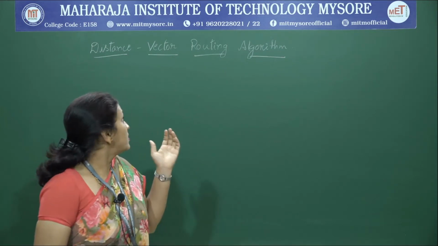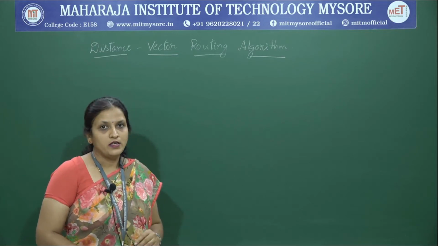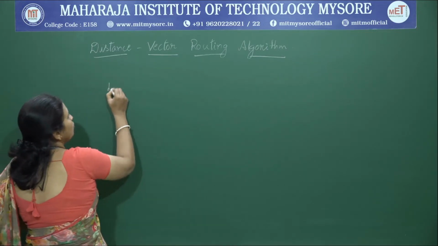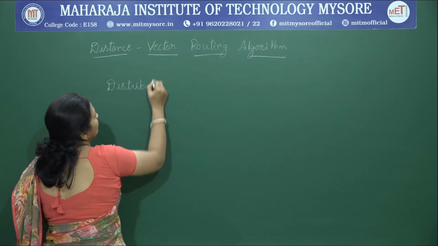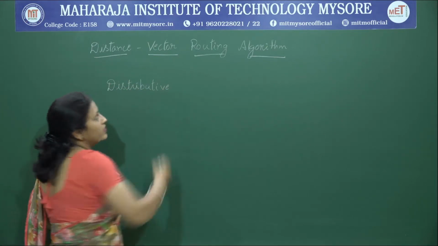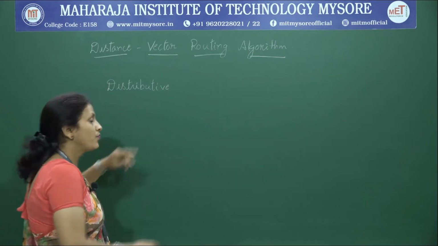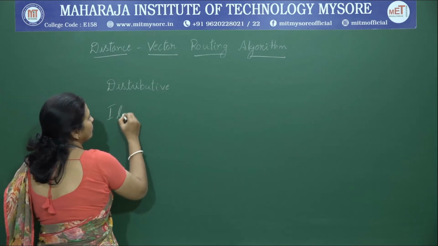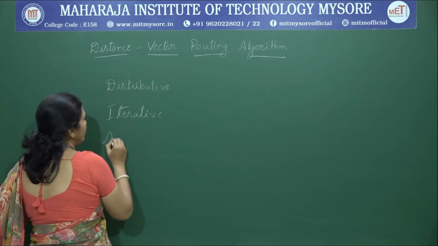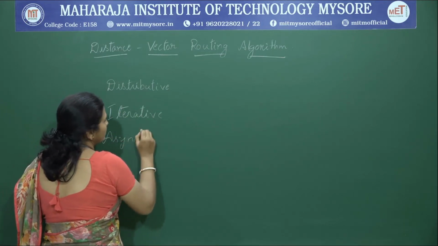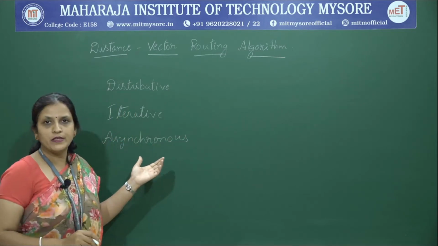When I say distance vector routing algorithm, we have three things here. We say the distance vector routing algorithm is distributive, iterative and asynchronous. So, what do we mean by this?